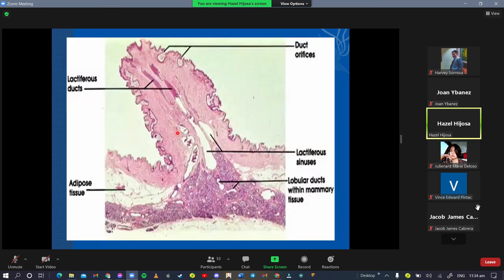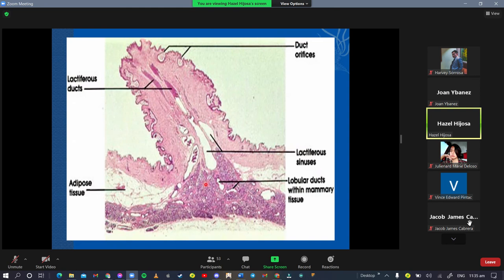For the duct system of the mammary gland, each gland will end in a lactiferous duct, just like this. This lactiferous duct will open into the constricted orifice of the nipple. At the base of the nipple, the lactiferous duct has an expanded or dilated portion known as the lactiferous sinus. From the lactiferous sinus, it will give rise to the lobules beneath the lobular duct system beneath the glands.